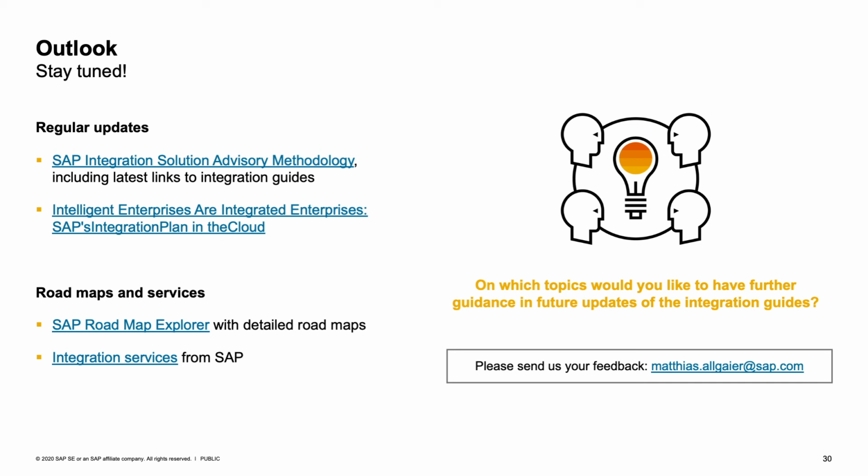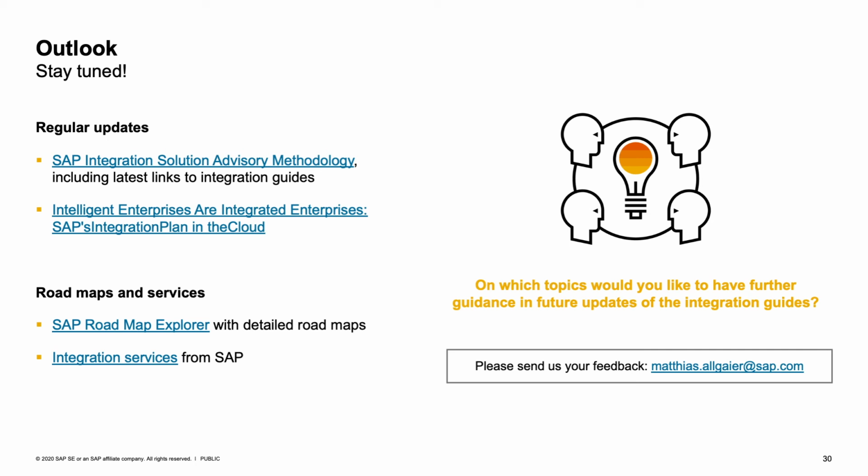In addition, from an overall integration strategy perspective, we will update on a regular basis the intelligent enterprise overview that we published with SAP's integration plan in the cloud. And I think very important is the SAP Roadmap Explorer, where you can find detailed roadmap information and detailed information on the progress in the various areas, be it on the functional side or on the technical side. This is something you can use to blueprint your architectures.